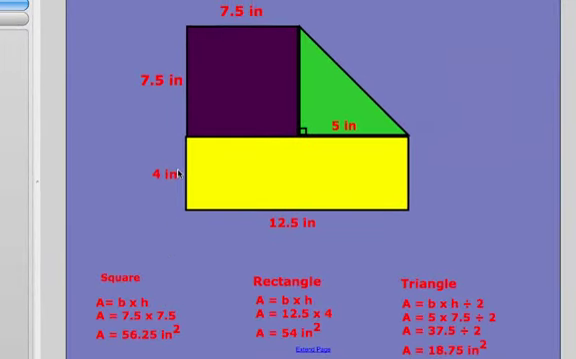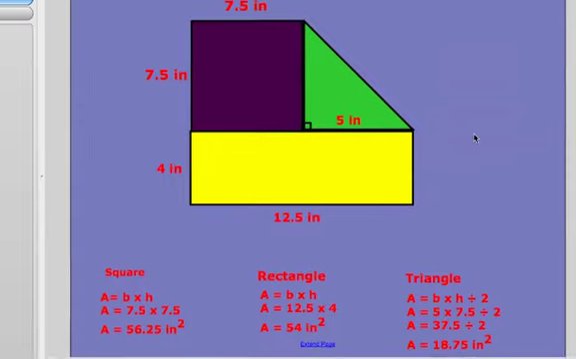The rectangle here is 4 times 12.5 inches. So when we do that, it would be 12.5 times 4, which comes out to 54 inches squared. And then finally the triangle, base times height divided by 2. We do 37.5 divided by 2, which is 18.75 inches squared.